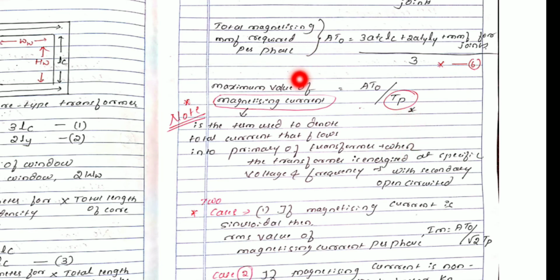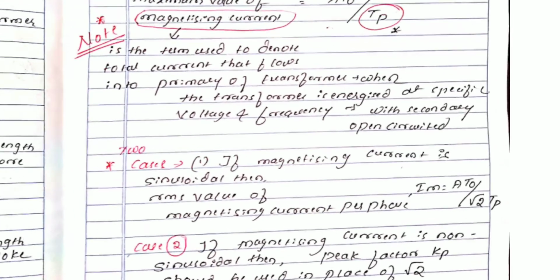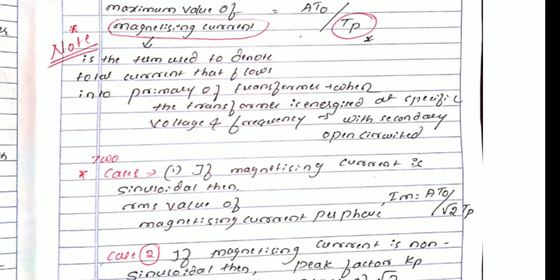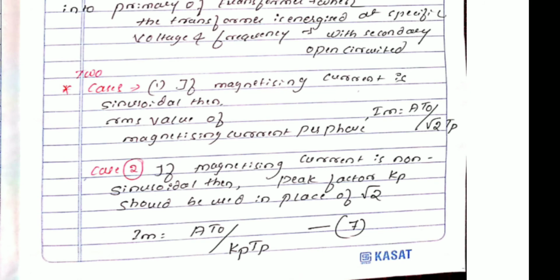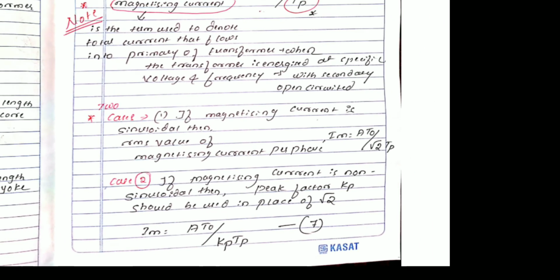After this, for the magnetizing current we got, there are two cases I am going to consider now. If it is sinusoidal, then we take the RMS value of the magnetizing current, that is, divided by root 2. So we got the equation for Im: AT0 divided by TP, and the RMS value is AT0 divided by root 2 TP. If the magnetizing current is non-sinusoidal, then instead of root 2 we take the peak factor Kp. So Im is equal to AT0 divided by Kp into TP, only if the magnetizing current is non-sinusoidal. So we got the magnetizing component now.